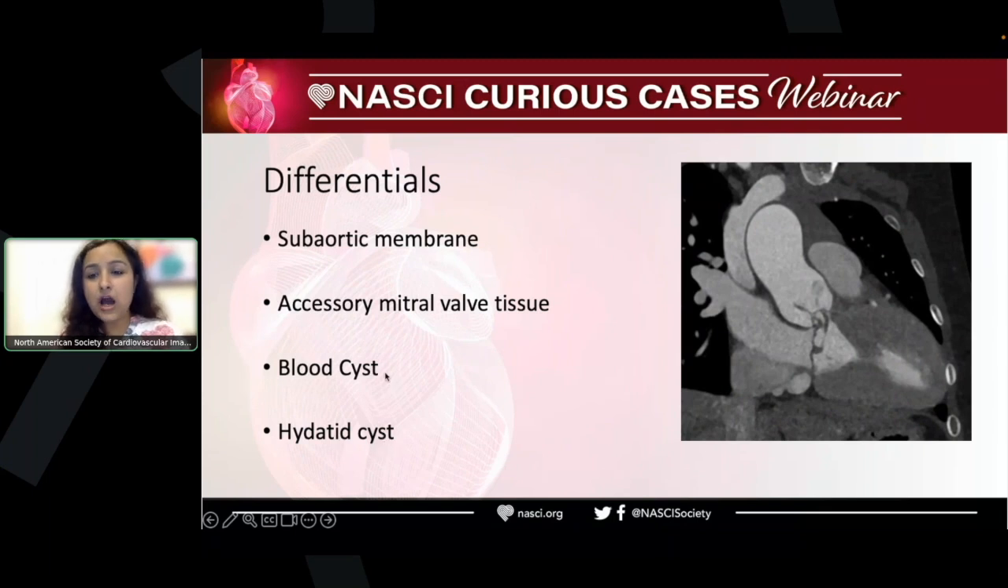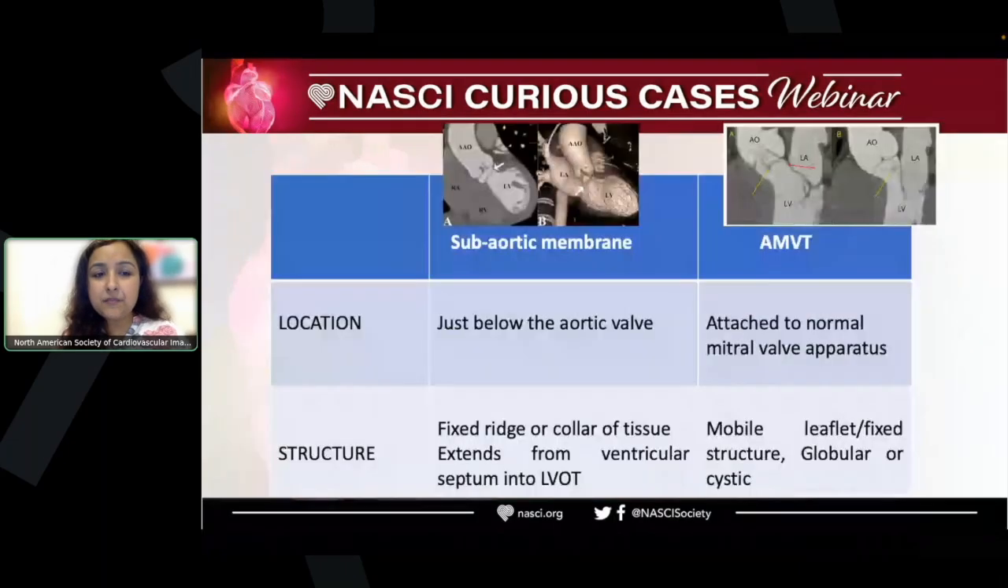So how did we differentiate? For a subaortic membrane, I think I have a slide later. A subaortic membrane should be present in the region just below the aortic valve. It shouldn't extend to the mitral valve region. So this is the typical location of a subaortic membrane. It can be partial, but it shows attachment to the left ventricular septum, part of the outflow septum, and the aortic valve, just below the level of the aortic valve. And the accessory mitral tissue is attached to the mitral valve apparatus. So this is the finding that differentiates between the two. You won't see a mitral valve attachment in a subaortic membrane.